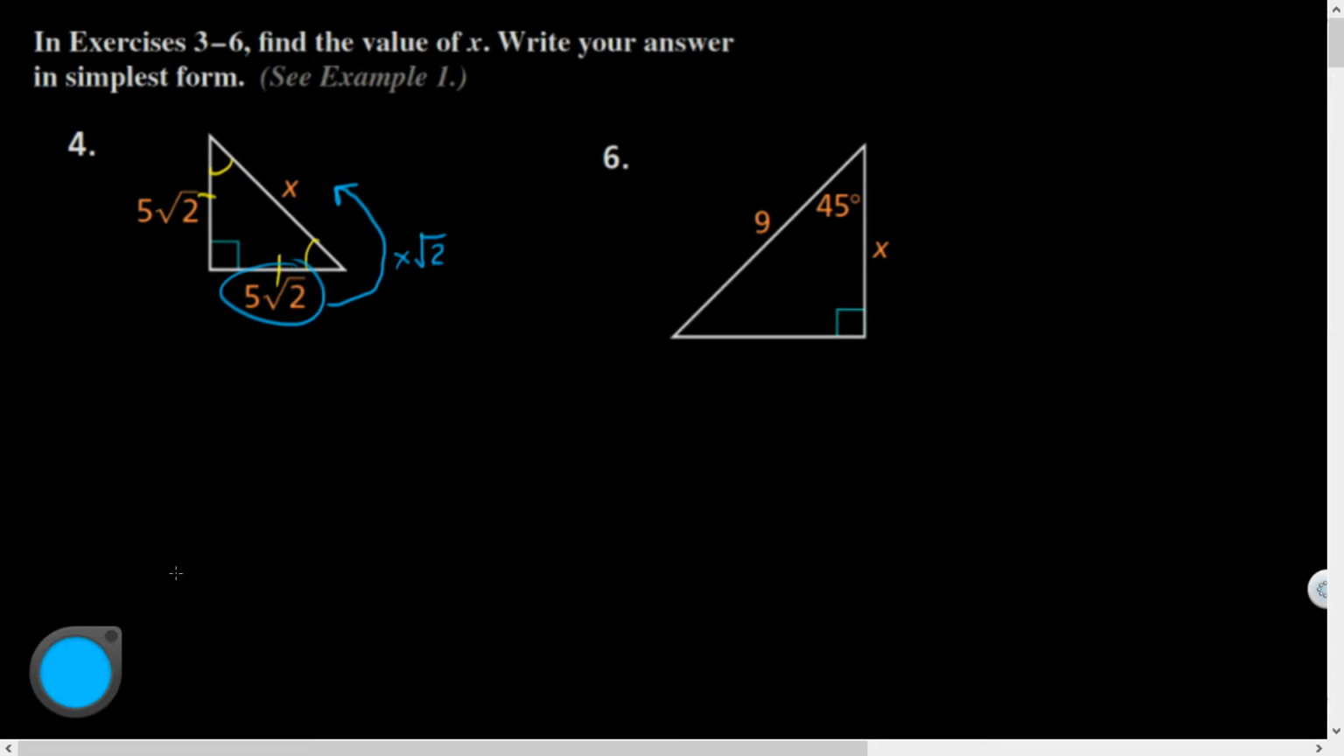You could do Pythagorean theorem every time, but hey, these are special, so let's use these shortcuts that are available to us. So that means x is going to equal 5.